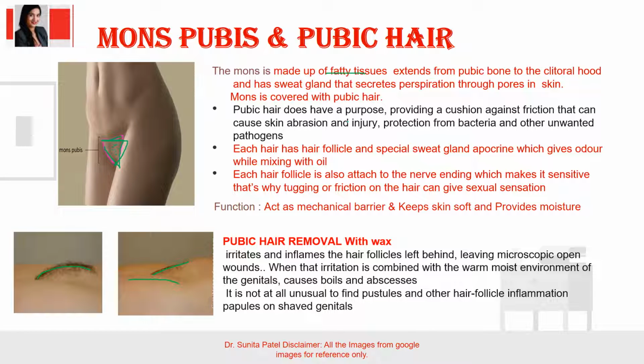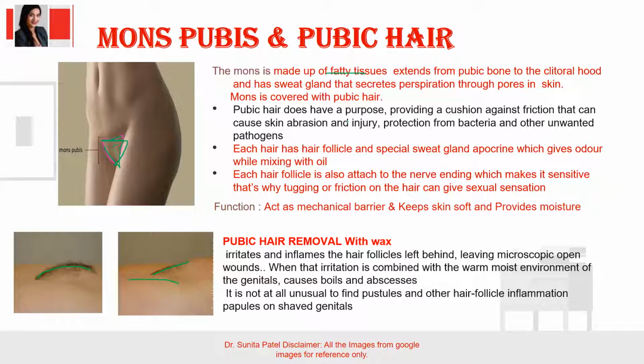And another purpose of this hair is that each hair has a hair follicle, and this hair follicle is going to attach to the underlying apocrine glands. So through these small openings, from where the hair follicles are coming out, the glands are going to secrete the liquid outside. So we can bring the liquid outside from those pores in the skin. So very important they are. They act as a mechanical barrier. And the second thing is they keep our skin softer and provide a lot of moisture in the area.